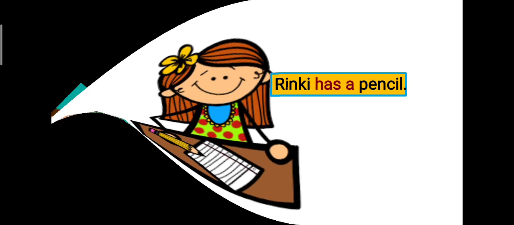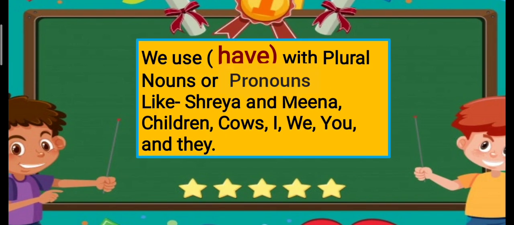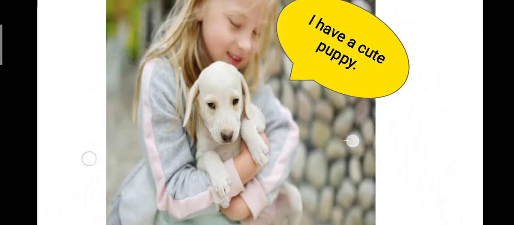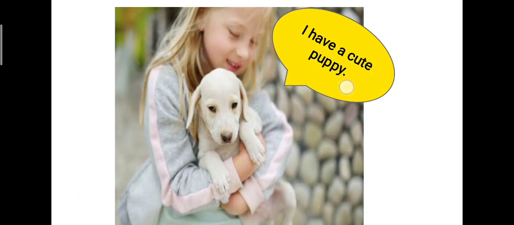Now comes to use of have. Children, we use have with plural nouns or pronouns like Shreya and Meena. Children, cows, I, we, you and they. All these are what? Plural nouns or pronouns. You can see in the picture. Girl is saying, I have a cute puppy. Yes, we have used have with I.